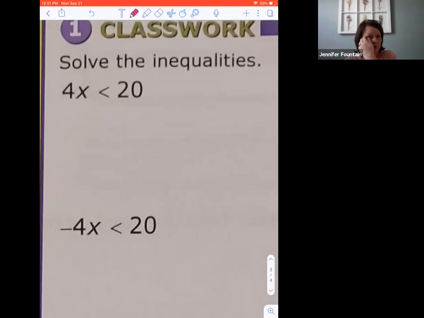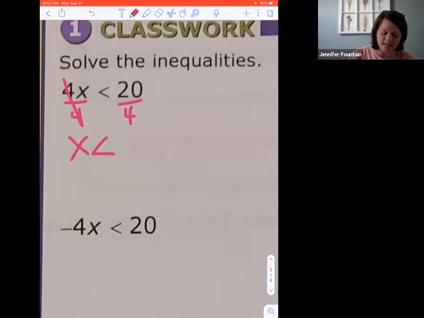Okay, so the first one says 4x is less than 20. If this was just an equal sign, I know that I would just divide both sides by 4. And I can do the same thing with an inequality. Now notice I'm dividing by a positive 4. There are no negative numbers involved here. So my sign stays the same. I'm not going to circle it because I don't want to flip it. So 4 divided by 4 is 1, so I'm left with x is less than 5. So that's all you do. You work at it just exactly like you would an equality, but instead of an equal sign in this one, you've got a less than sign.